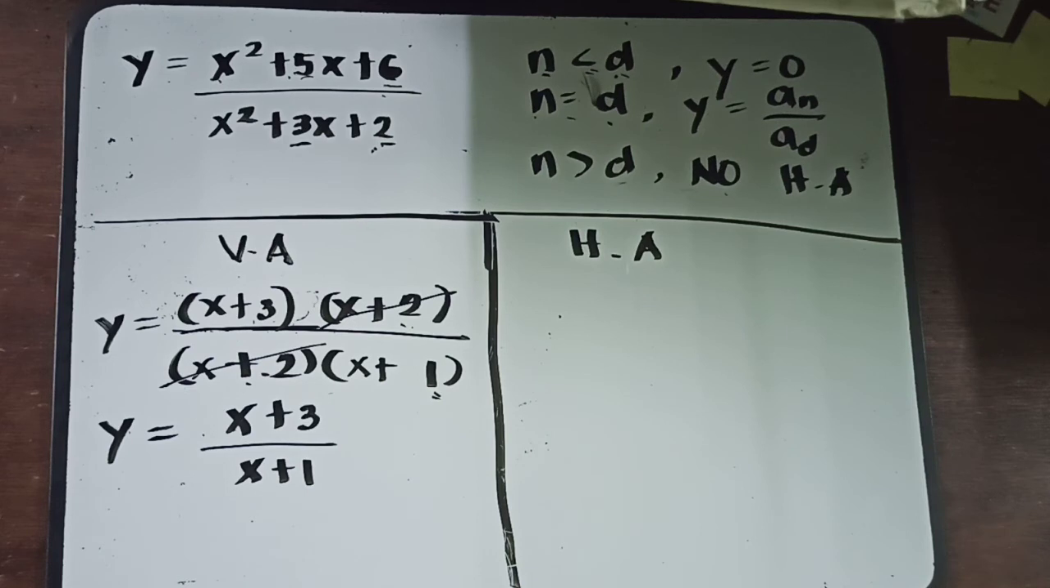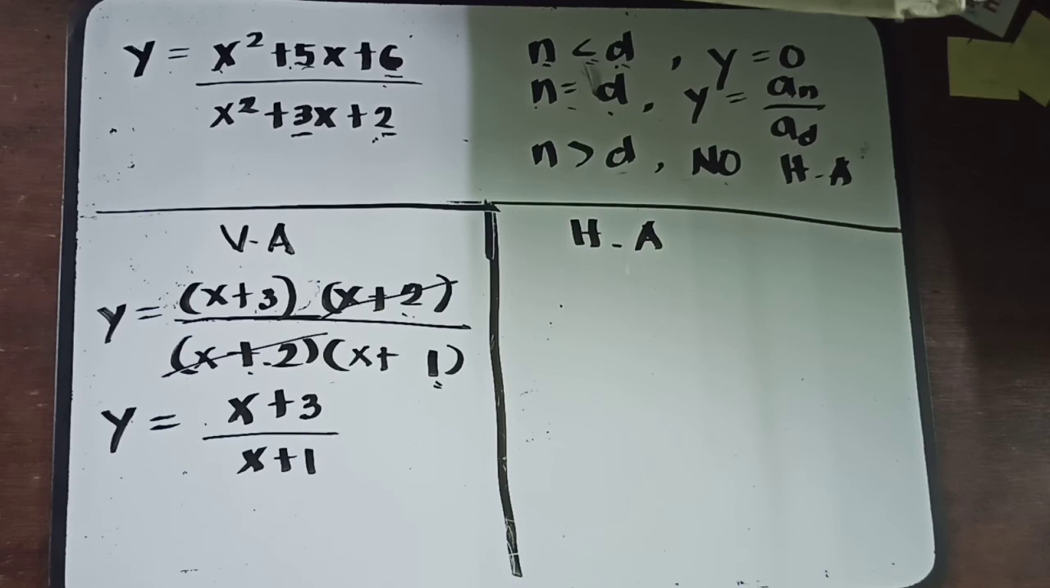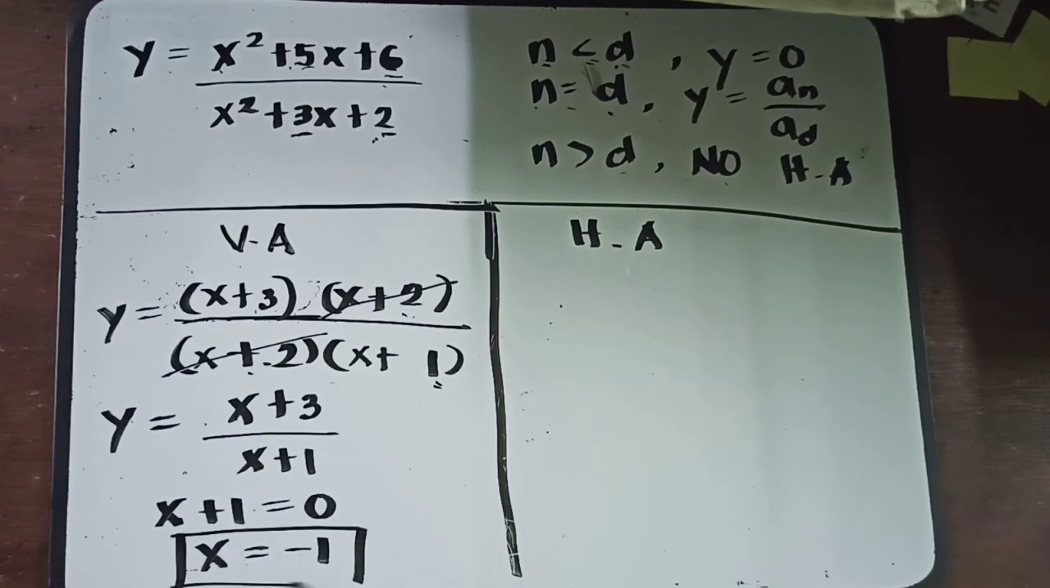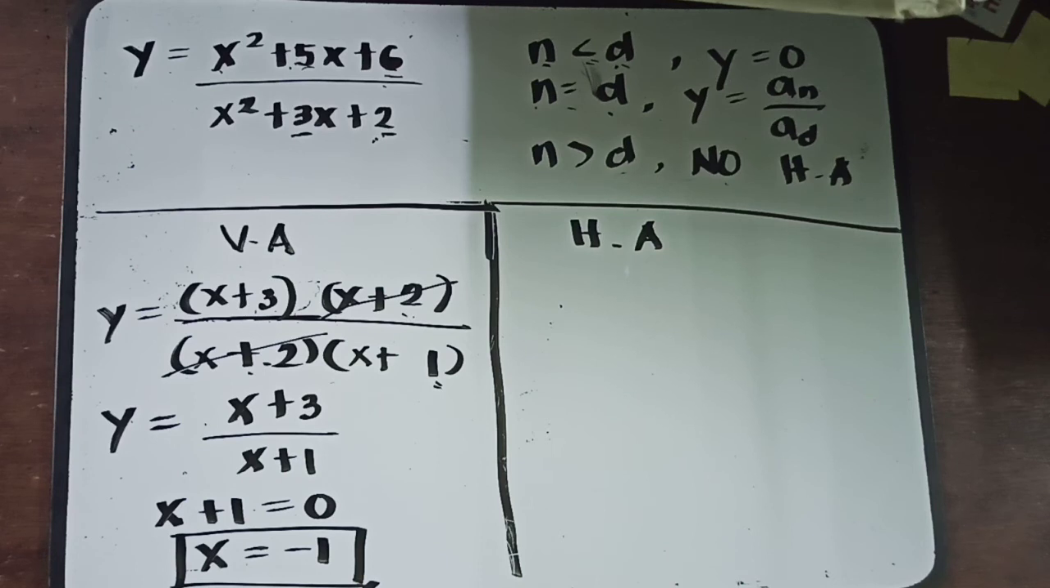Okay, so now, we're going to find the vertical asymptote. Again, kunin ang zeros ni denominator. Kunin si denominator, which is x plus 1 equal to 0, and this positive will become negative 1. So, the zeros or the vertical asymptote of this given function is x is equal to negative 1.